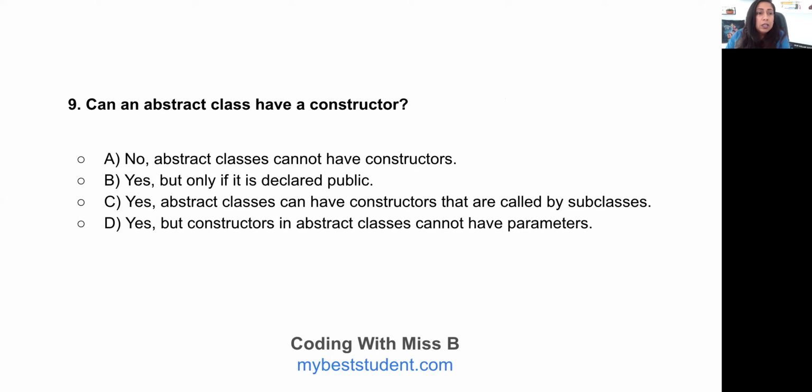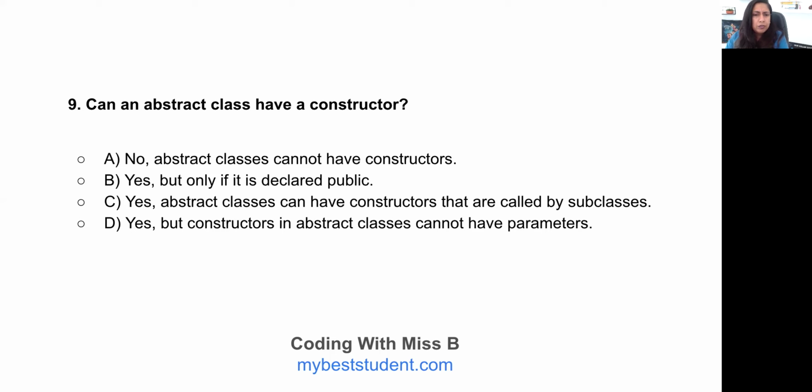Question 9. Can an abstract class have a constructor? So first choice says no, abstract classes cannot have constructors. B, yes, only if it is declared public. C, yes, abstract classes can have constructors that are called by subclasses. And D, yes, but constructors in abstract classes cannot have parameters.